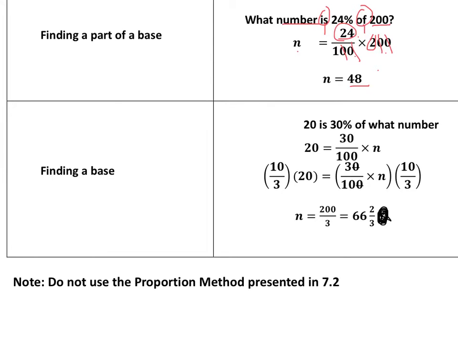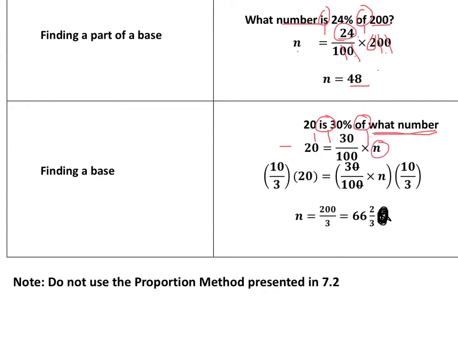And the third type of problem will be finding a base. The question will be 20 is 30% of what number? So we're looking for this. This will be the base. So we'll copy the 20, is will be translated as an equal sign. 30%, we can rewrite that as a fraction, 30 over 100, of can be translated as a multiplication sign, and we can write what number as the variable n. Okay, now we have an equation.